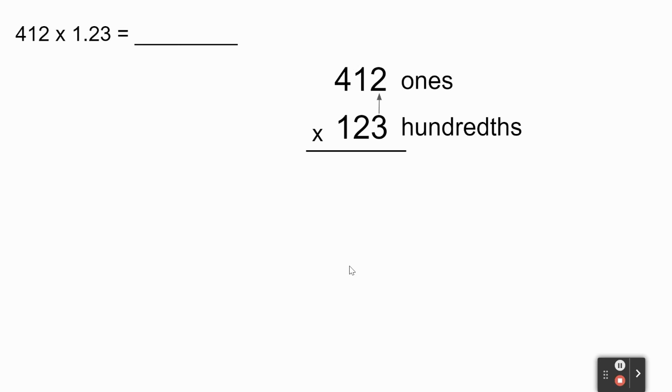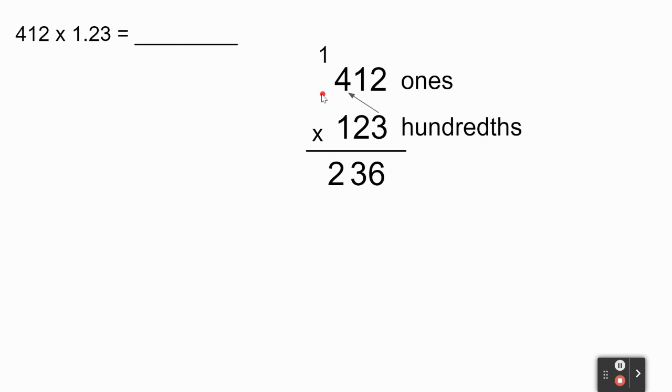3 times 2 is 6. Next, we'll multiply 3 times 1, which is 3. And lastly, 3 times 4, which is 12. The 2 goes into the hundreds place. The 1 is regrouped to the thousands place.